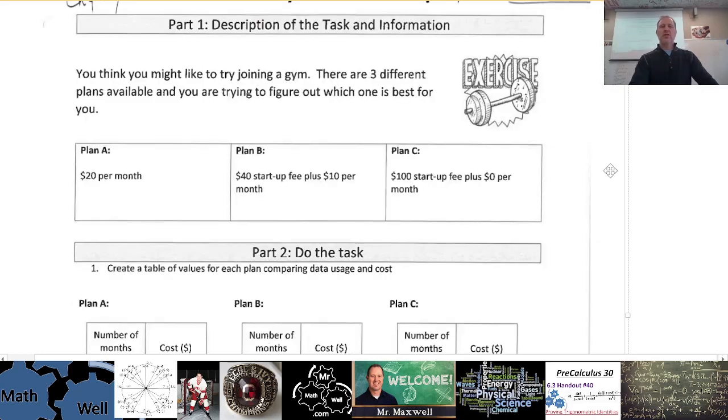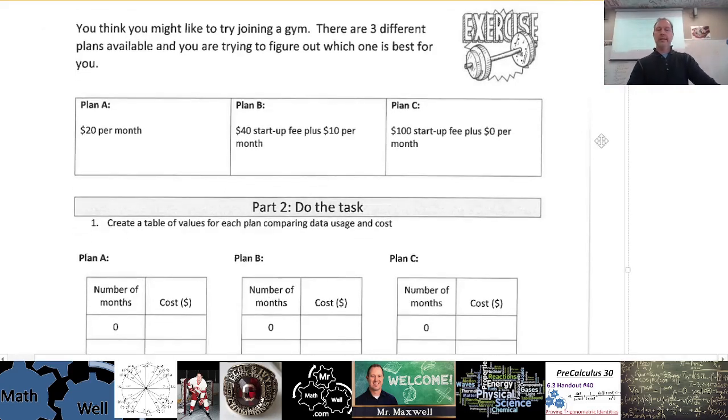So the description of each of these plans, what we're going to do is test some scenarios of, after month 1, how much would this cost, and month 2, and so on. So plan A is $20 per month. That's it, just $20 per month.